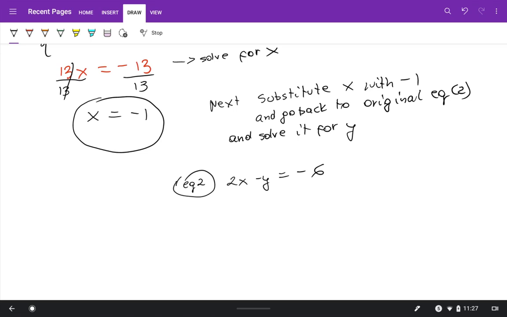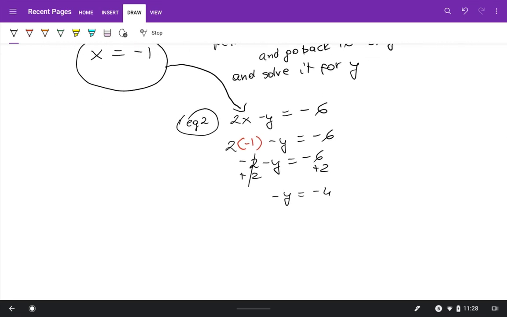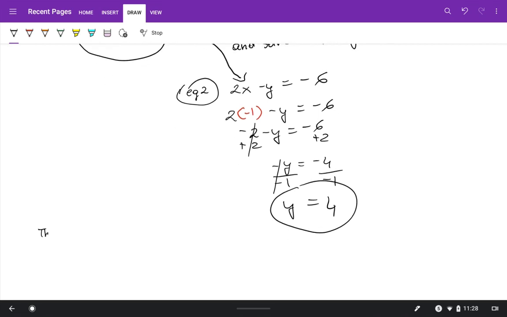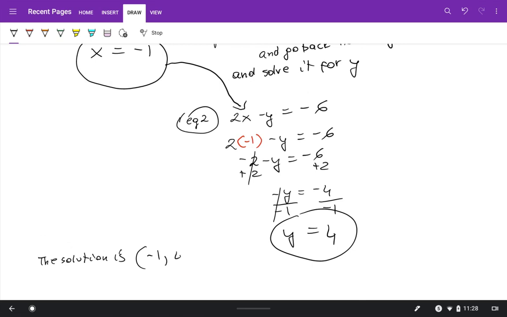We already know that x is equal to negative 1, so we're replacing x with negative 1. That will be 2 times negative 1 minus y equal negative 6. We're getting negative 2 minus y equal negative 6. And just solve for y. So I'm adding 2 to both sides. We're getting negative y equal negative 4, and divide each by negative 1. So we're getting y equal 4. Now when you have x and y, you know the solution is the ordered pair x comma y, which means negative 1 comma 4.